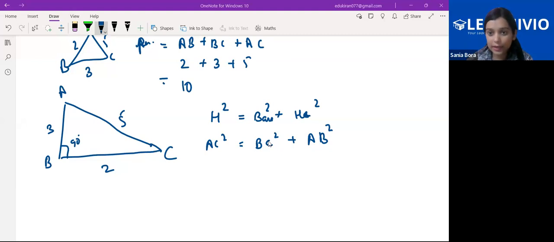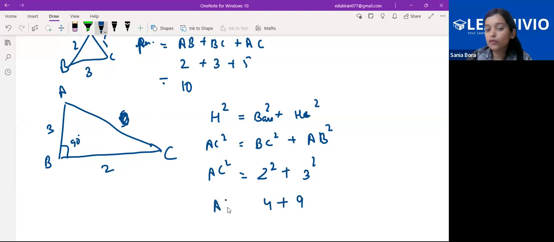So in this scenario, basically, what can you get? For example, BC is already given. So for example, BC is 2. So 2 square plus 3 square. But for example, AC is not given to you and they have asked you to find AC. So 2 square is 4, 3 square is 9. And you have to find AC.